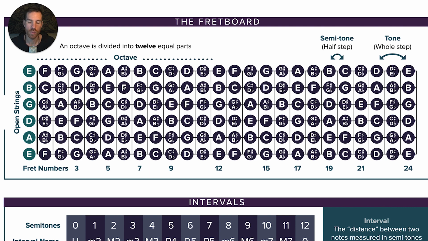Let's do another one. Let's do F. Let's count up 7. 1, 2, 3, 4, 5, 6, 7. C is the answer. What about A? 1, 2, 3, 4, 5, 6, 7. E is the answer. Let's do a trickier one.